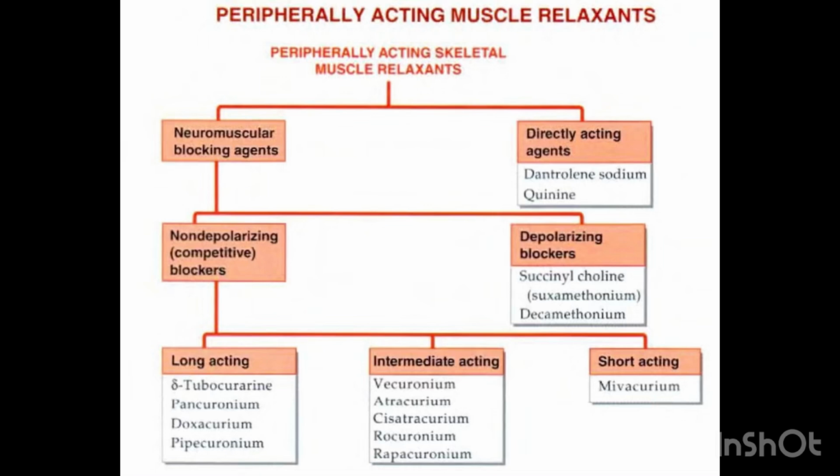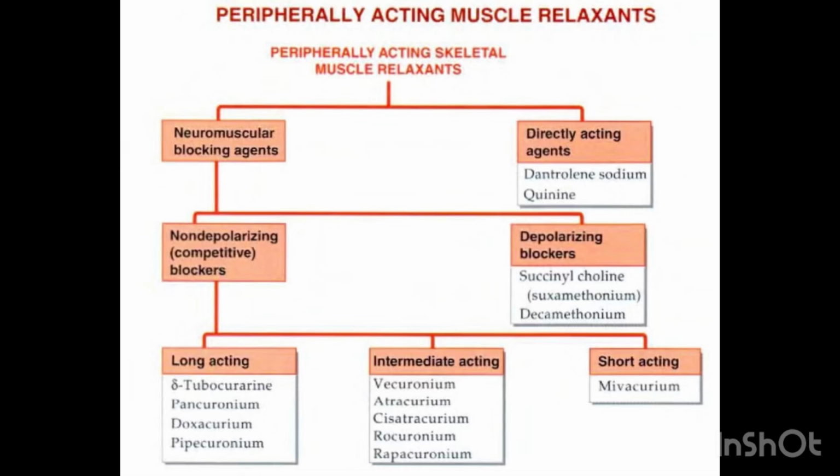You have tubocurarine, pancuronium, doxacurium, and pipecuronium. So when you remember TPDP, you remember the long acting agents. But the one that is useful here majorly is pancuronium, and we'll be discussing it as we go. Don't forget, also alpha tubocurarine and decamethonium, they are not clinically in use.